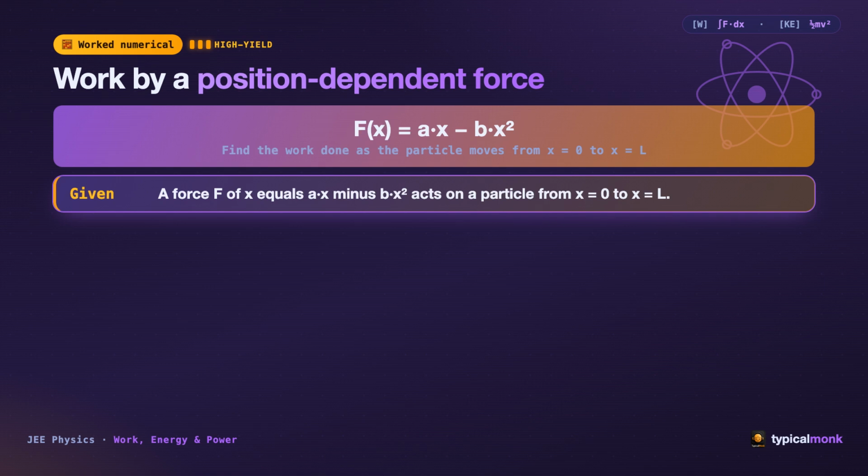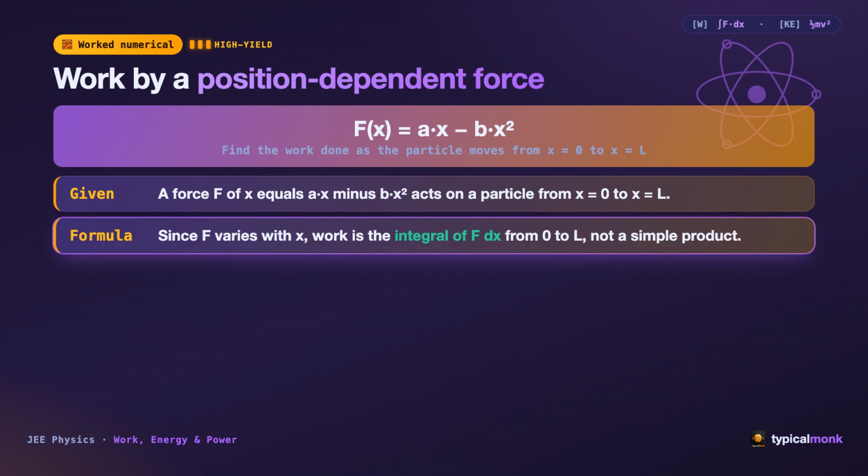A force F of x equals a times x minus b times x squared acts on a particle as it moves from x equals 0 to x equals L. Find the work done. Step 1. Write down what is given. The force is a times x minus b times x squared, and the particle travels from x equals 0 to x equals L.